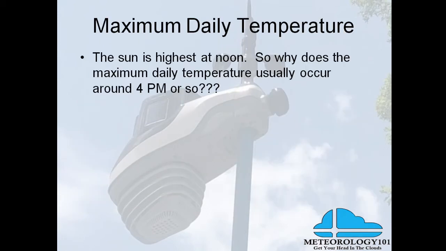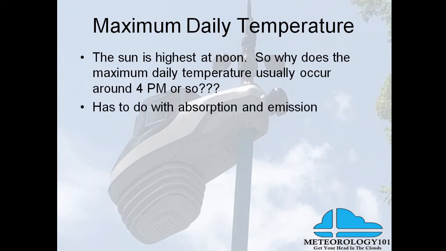All right, maximum daily temperature. The sun is highest at noon, so why does the maximum daily temperature occur around 4 p.m. or so? It has to do with absorption and emission: how much incoming solar radiation you have from the sun, how much the Earth is absorbing, and how much the Earth is emitting out. So when do we have warming?